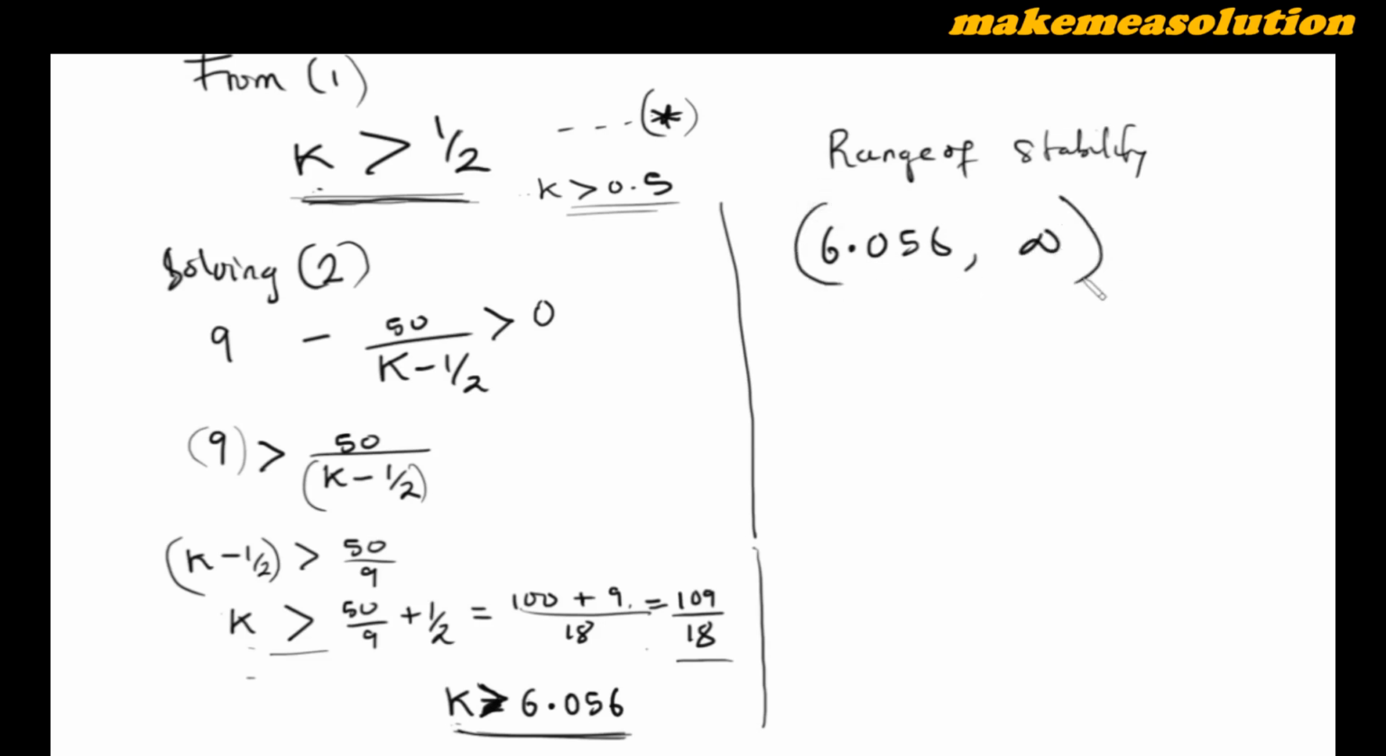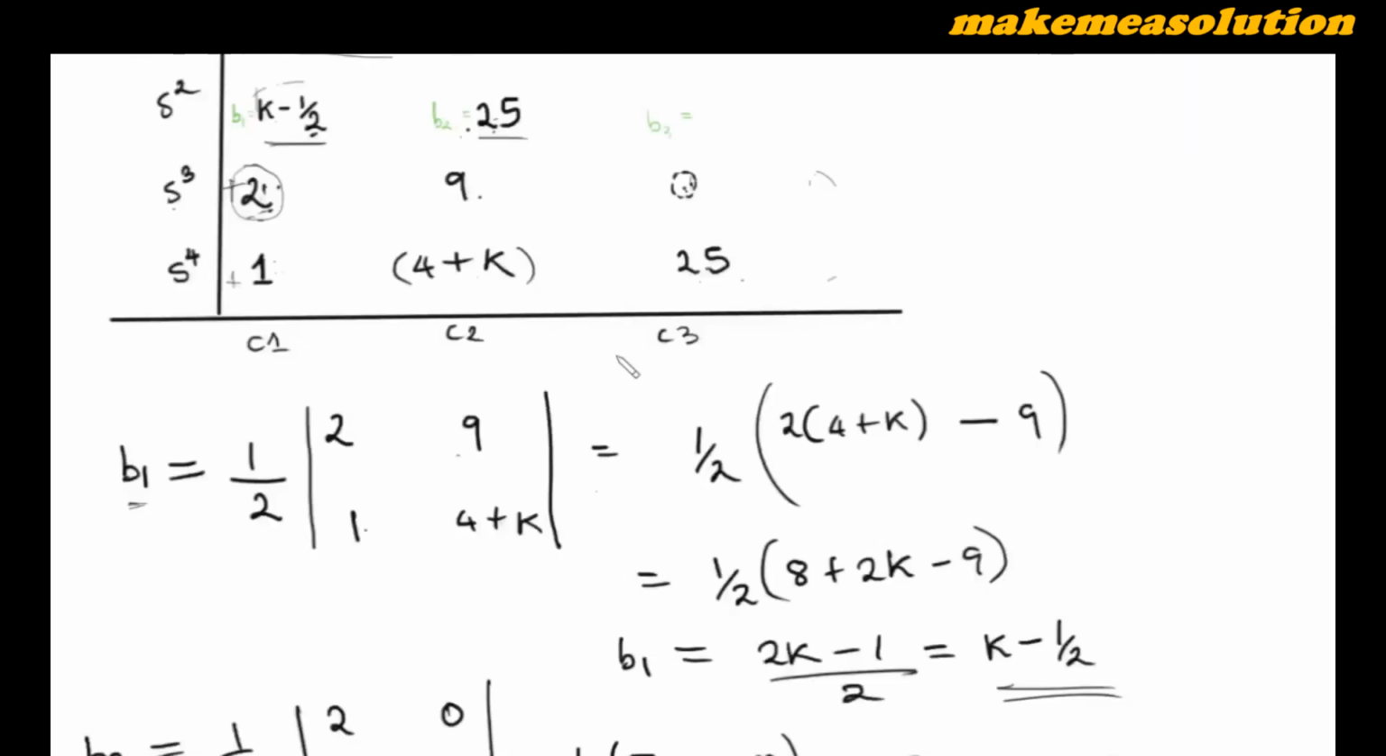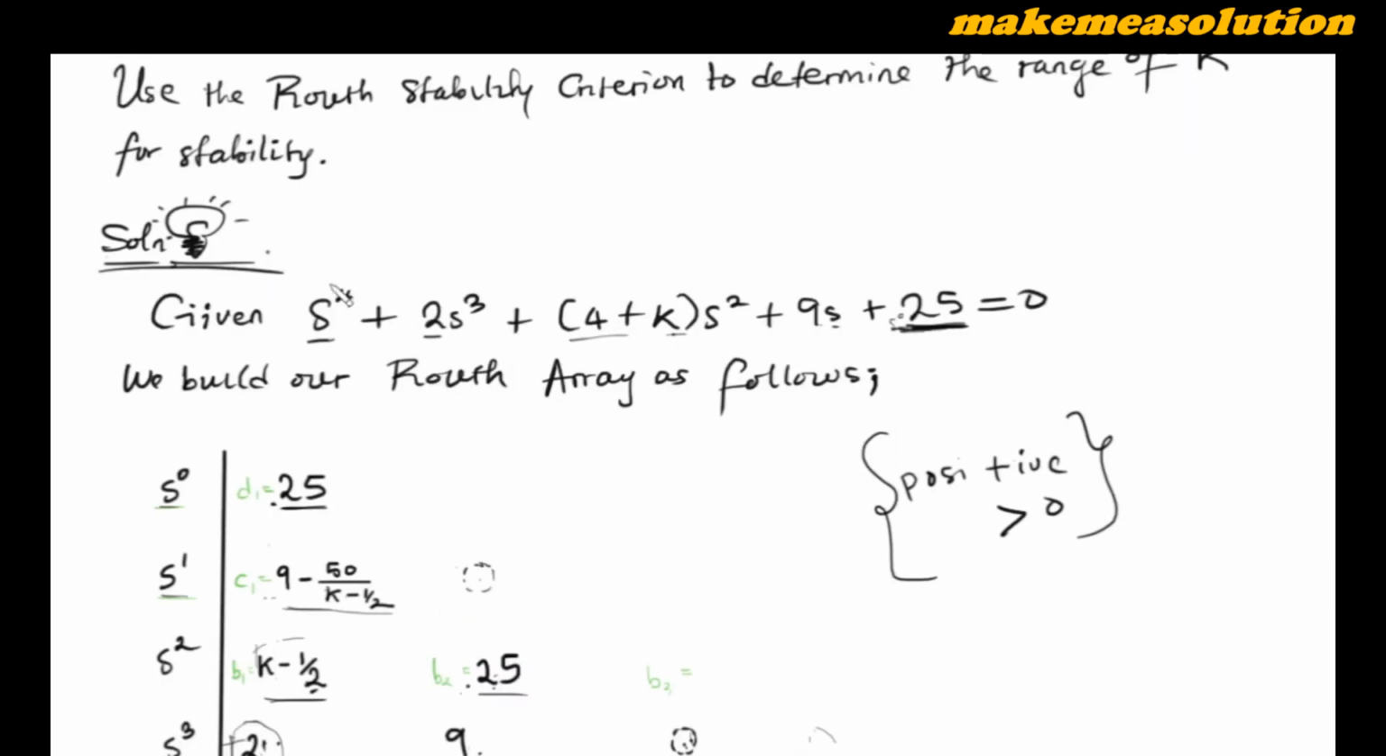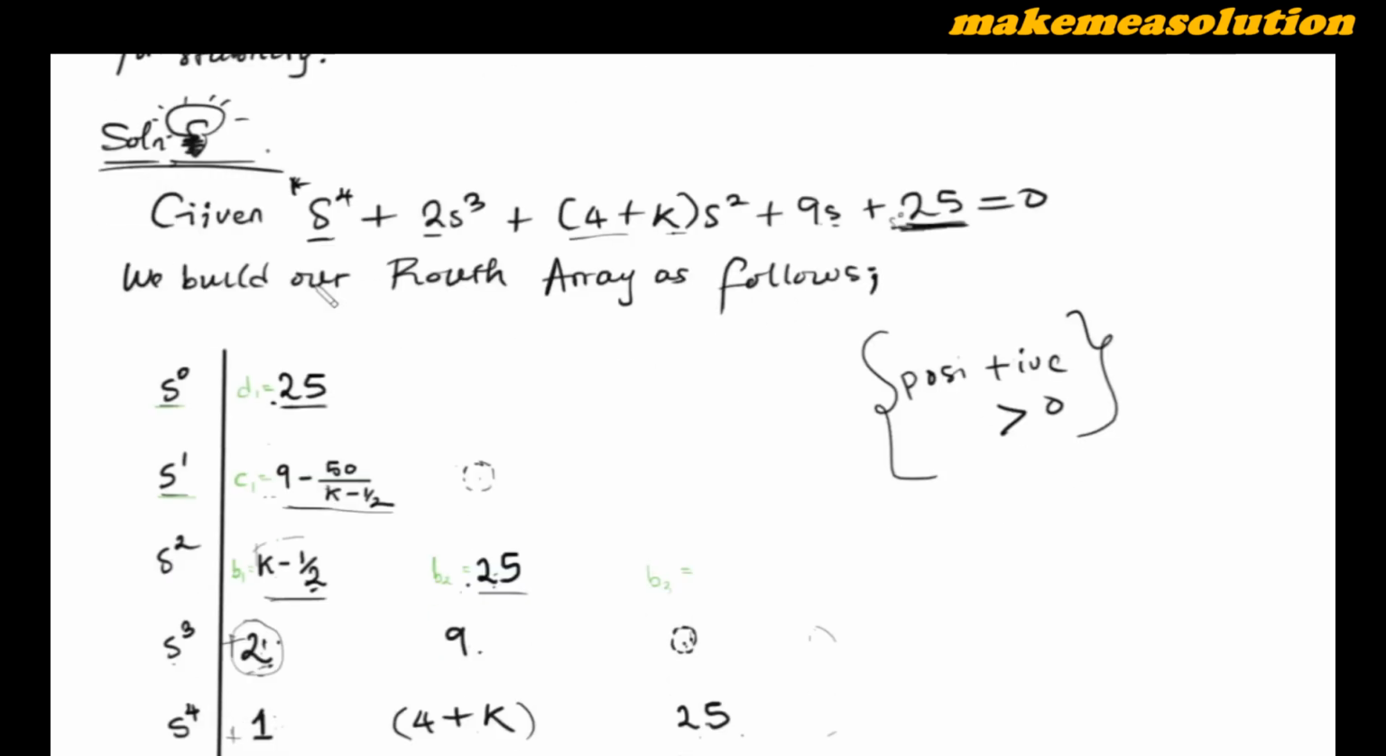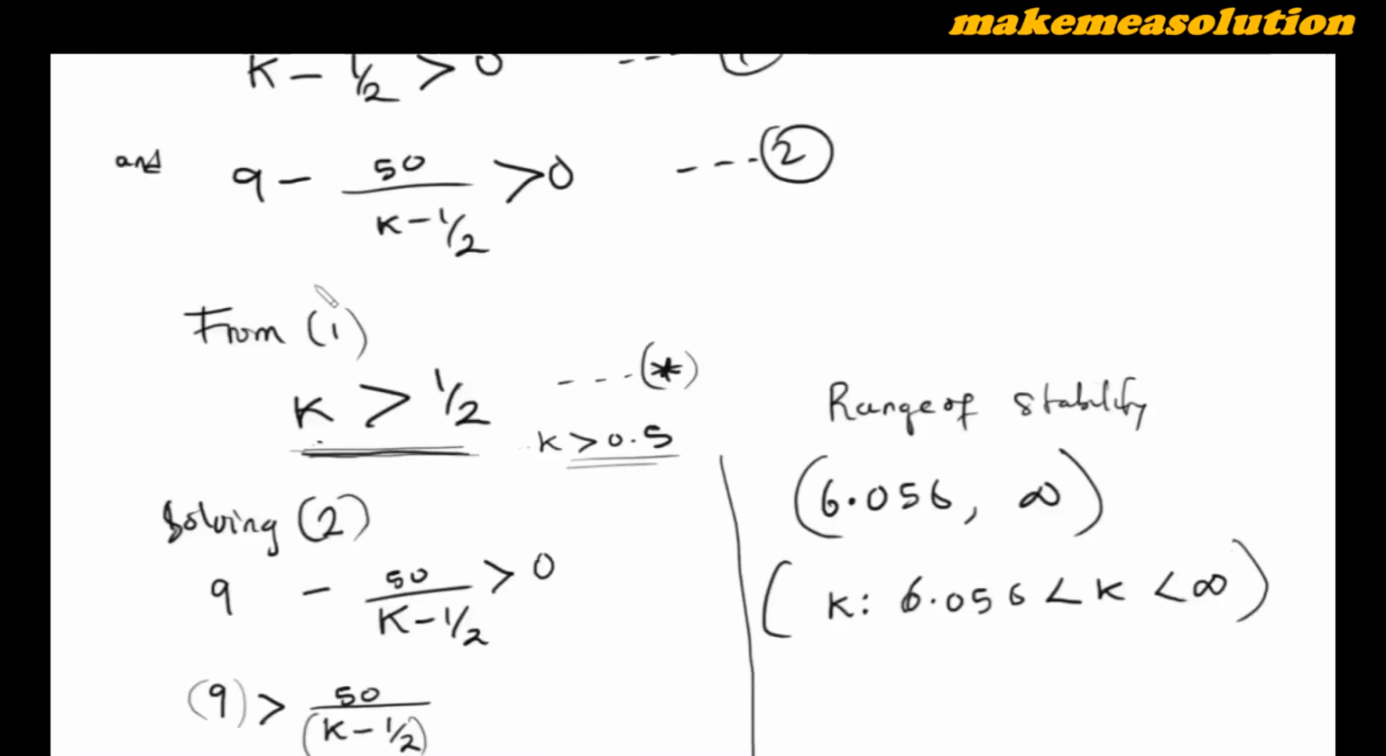Like this. So this is going to be the range of stability, or you can say k is such that we have 6.056 is less than k and less than infinity. So any value of k that you pick from this particular range, 6.056 up to infinity, will ensure that our system described by this characteristic equation is going to be stable, okay, all the time.